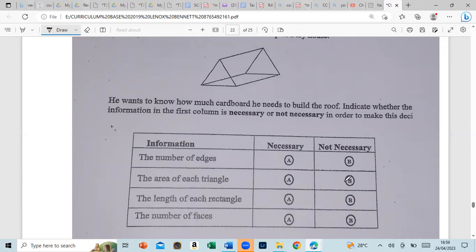I would say the number of edges is not necessary. Area of each triangle, I would say that's necessary. Area of the rectangle, which is this, that's necessary. The number of faces, since it's on the roof, I think the number of faces is absolutely necessary. So, these are my options. Let me know what you guys think.